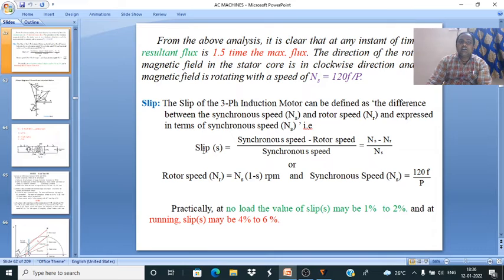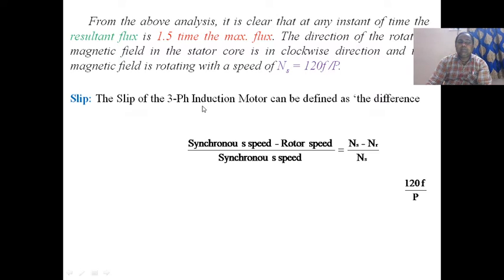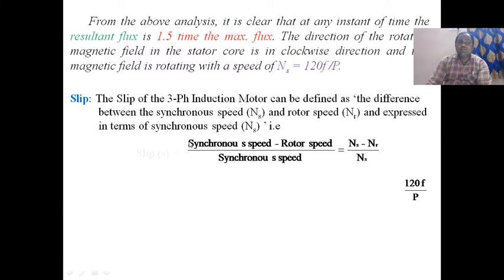Now we discuss what is meant by slip. The slip is very important in an induction motor. The slip of a three-phase induction motor can be defined as the difference between the synchronous speed and rotor speed, expressed in terms of synchronous speed. So slip S is equal to synchronous speed minus rotor speed by synchronous speed, Ns minus Nr by Ns.